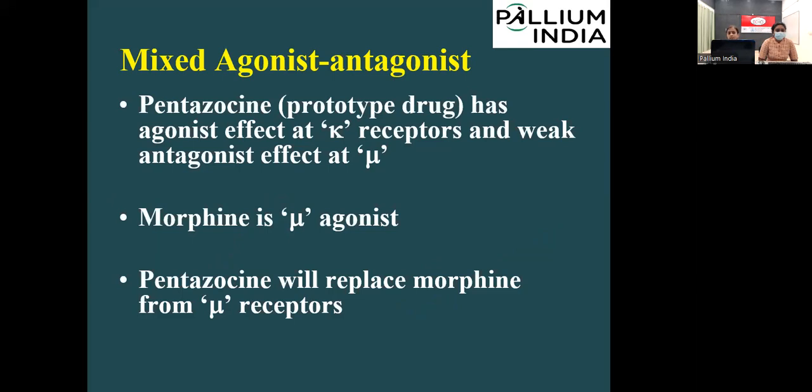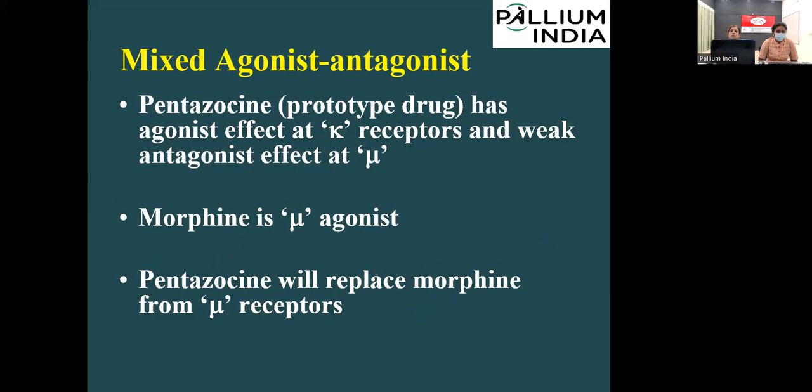Now we heard about pentazocine. Pentazocine is a combination, an agonist-antagonist, so there is a ceiling effect. You can't go beyond a particular dose. Whereas morphine is a pure agonist.